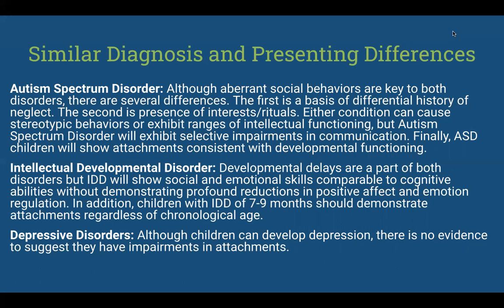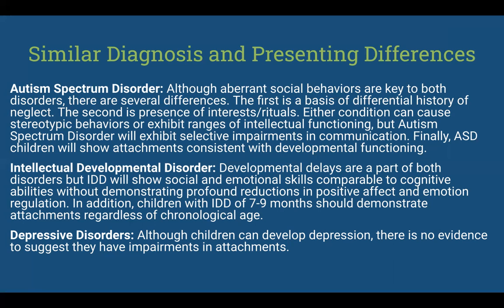Autism spectrum disorder, although aberrant social behaviors are key to both disorders, there are several differences. The first is a basis of differential history of neglect. The second is presence of interest or rituals. Either condition can cause stereotypic behaviors or exhibit ranges of intellectual functioning, but autism spectrum disorder will exhibit selective impairments in communication. Finally, ASD children will show attachments consistent with developmental functioning.